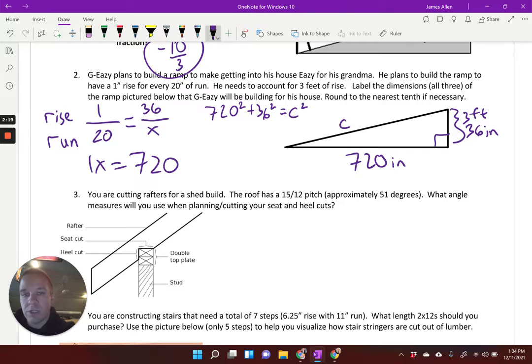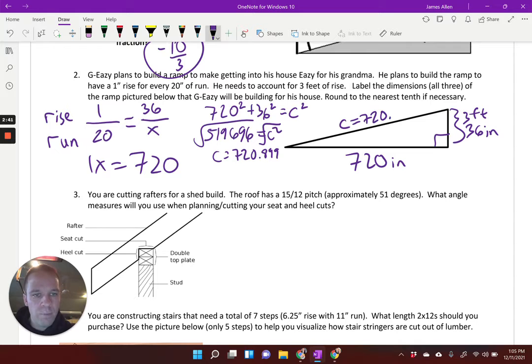That's going to be a huge number. That is 519,696 equals C squared. Take the square root on both sides to get rid of that exponent. And I'm going to get C is equal to 720.899. So we'll say 720.9 inches. We got all 3. We're good to go. I love it. Fantastic. That's all I needed.